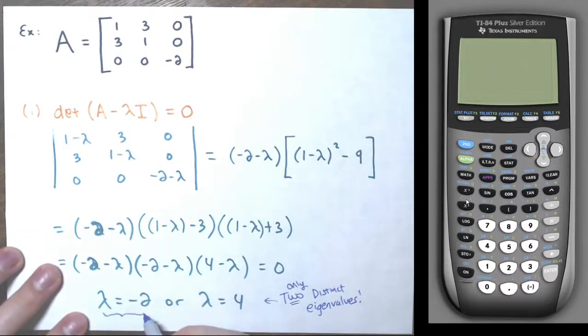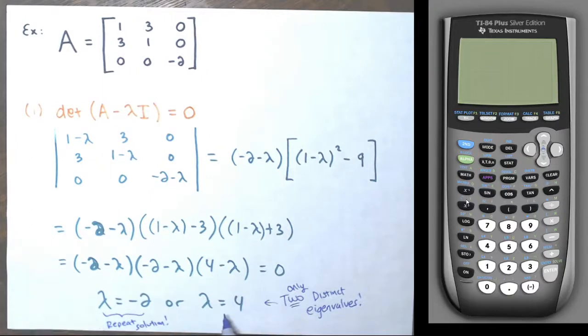And I got to check the repeat ones. This is a repeat solution. This is only a solution once, 4. Lambda equals 4. That has an algebraic multiplicity of 1. So you're going to get 1 eigenvector out of this, no problem. All right, I'll do that later.